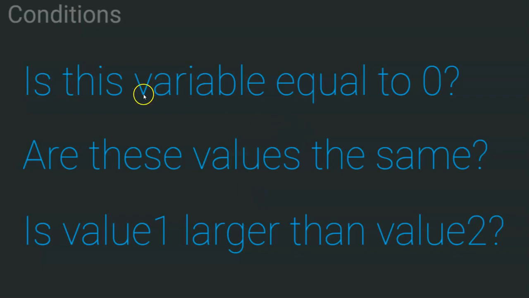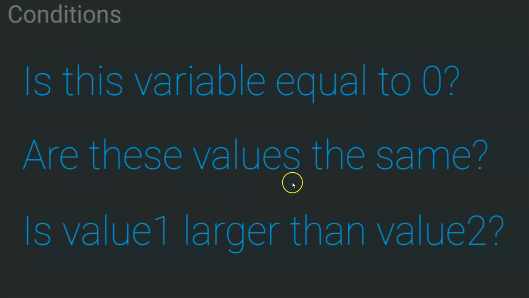Here are some examples. You could say, is this variable equal to 0? If it is equal to 0, then you'll run a line of code that's relative to that. If not, the program keeps going. And if it is equal to 0, you'll run the line of code that's relevant to it being equal to 0, but then the program will still keep going.